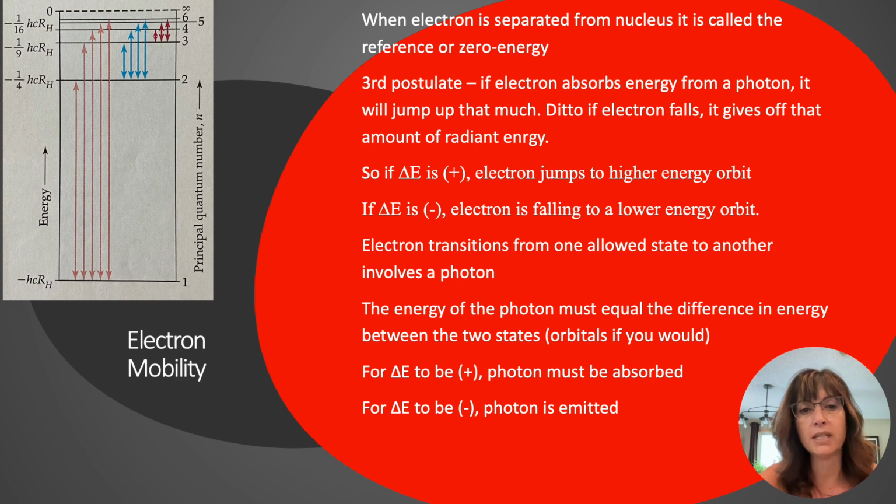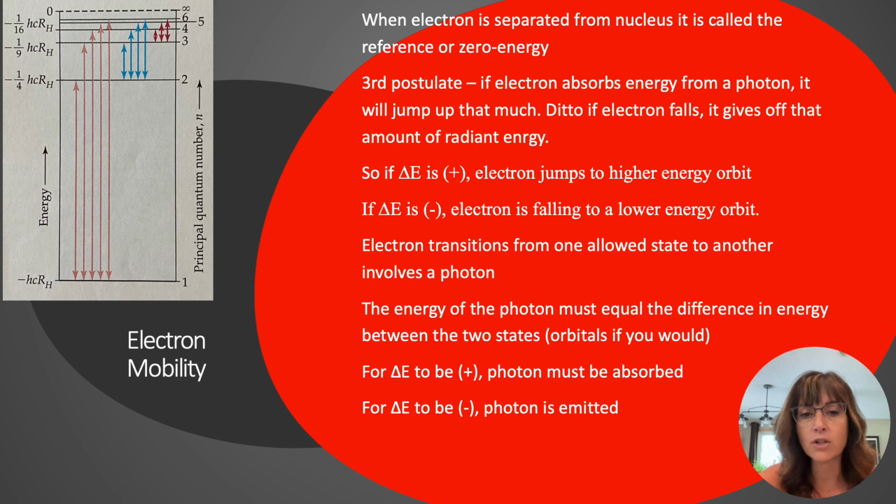His third postulate said that if electrons absorb energy from a photon, it's going to jump up by that much. Same as if it falls, it's going to give off that much radiant energy. So if the change in energy is positive, we say that it's jumped up to a higher orbit. If the change in energy is negative, we say that it has fallen to a lower orbit.